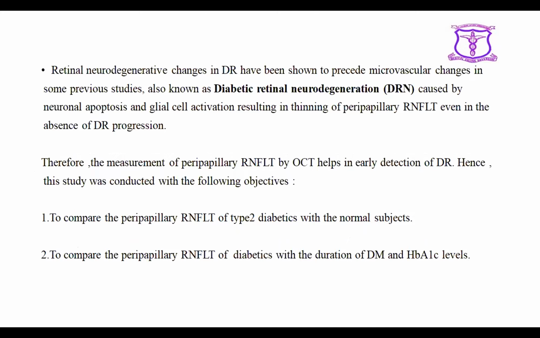Retinal neurodegenerative changes in diabetic retinopathy have been shown to precede microvascular changes in some previous studies, also known as diabetic retinal neurodegeneration, caused by neuronal apoptosis and glial cell activation, resulting in thinning of peripapillary RNFL thickness even in the absence of diabetic retinopathy progression. Therefore, the measurement of peripapillary RNFL thickness by OCT helps in the early detection of DR.